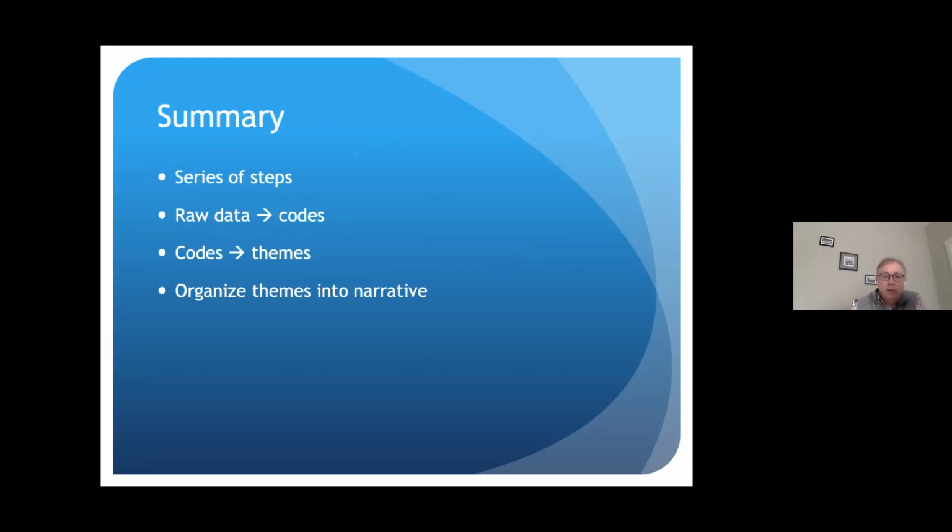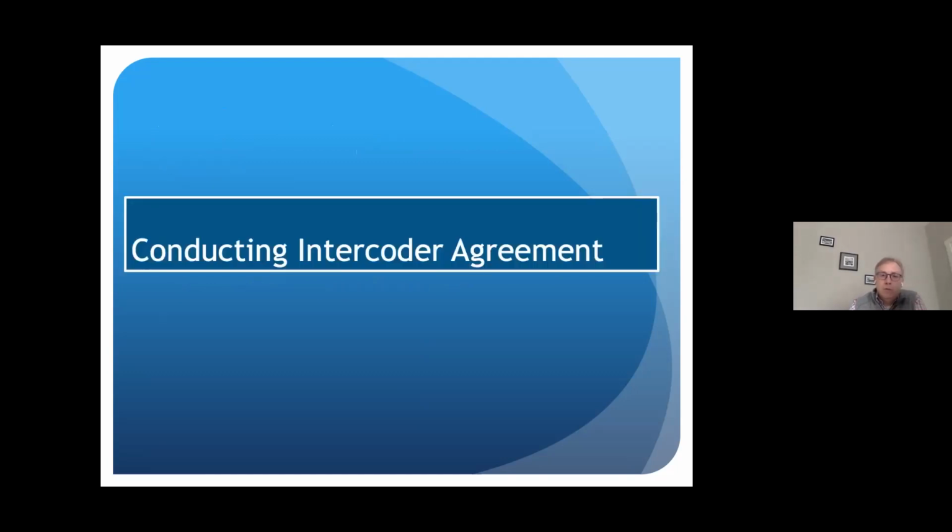So in summary, qualitative analysis is this series of steps really going from raw data to codes, and then from codes to themes. And then finally, we organize these themes into a narrative. So maybe I'll pause at this point and ask if there are any questions before I spend a couple of minutes talking about intercoder agreement and then demonstrating the software. Any questions?